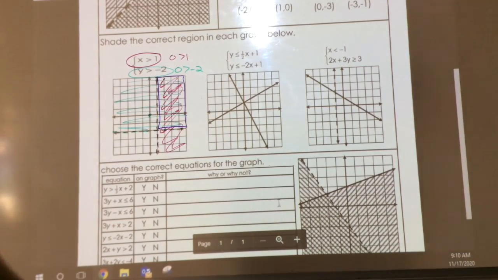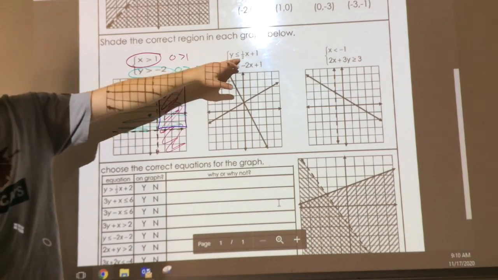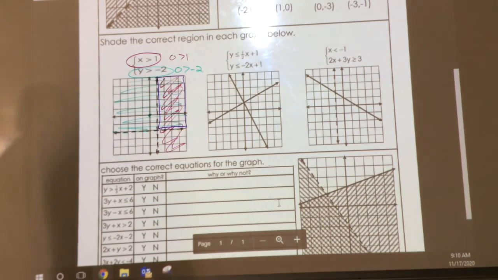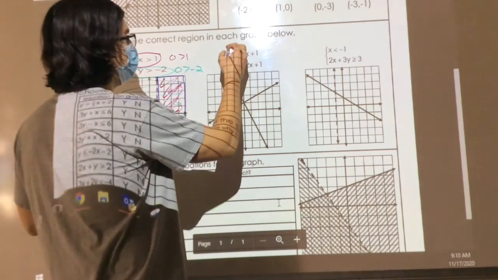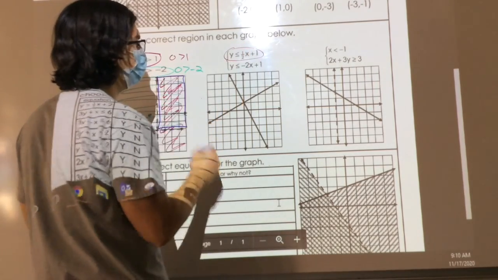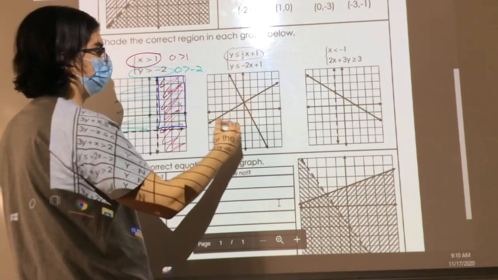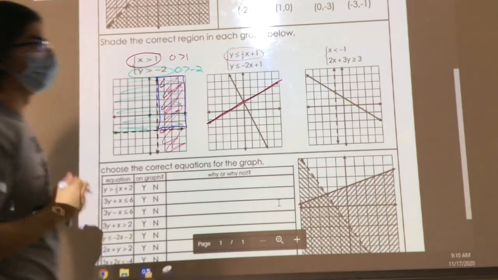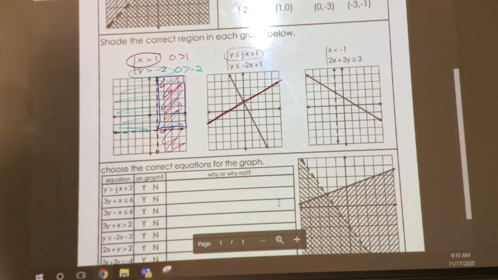These ones are given to us in slope-intercept form. Y is less than or equal to 1/2 x plus 1. Y is less than or equal to negative 2x plus 1. It's already been converted for us, so all we have to do is just physically figure out where we're going to shade. So again, I'm going to circle this one maroon. Okay, this is a positive slope, which means that it has to be this line right here. Is everybody okay with how I identified which line was which?